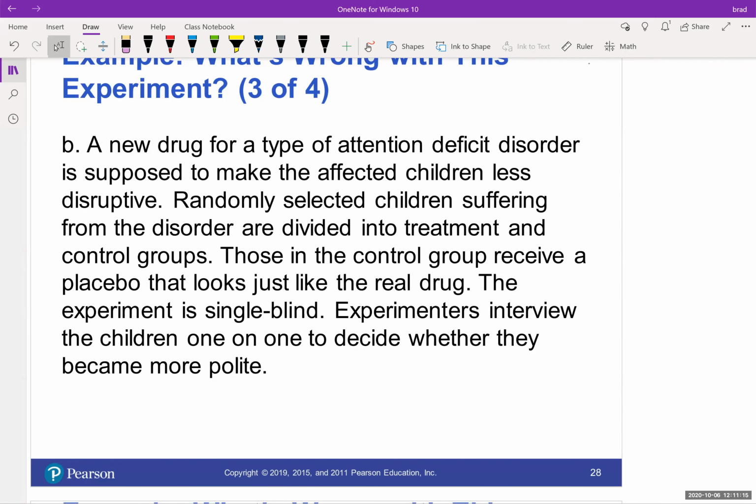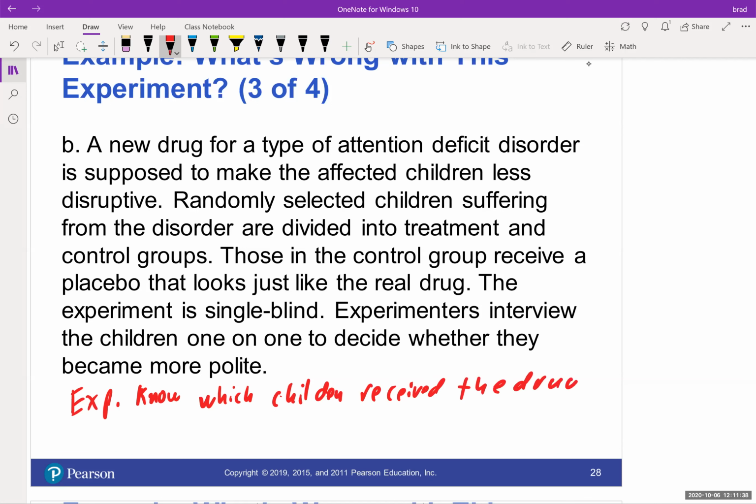Because the experimenters know which children received the drug, it might influence what they think. So experimenters know which children received the drug. So that's a problem. The solution might have been better to do a double blind.